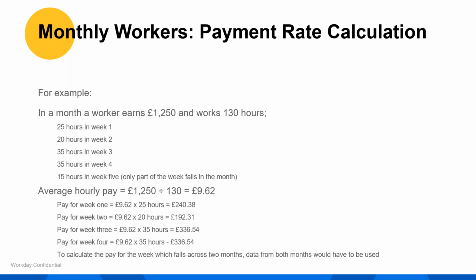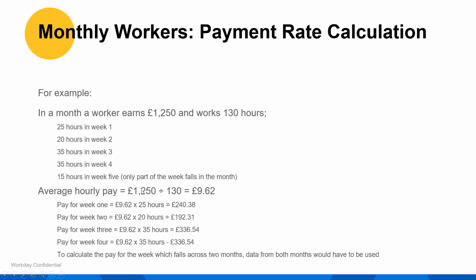So what they're saying basically in this example, and this is taken from the guidance, is this worker's worked 130 hours and they got paid £1,250 in a month. This is the breakdown of the hours they worked each week. There's a part month at the end there, so you've got 15 hours creeping in and the rest into another week. What they're then proposing is you take that, divide it by 130, and then you get an hourly rate.